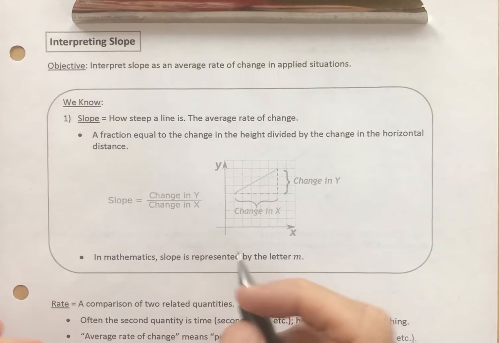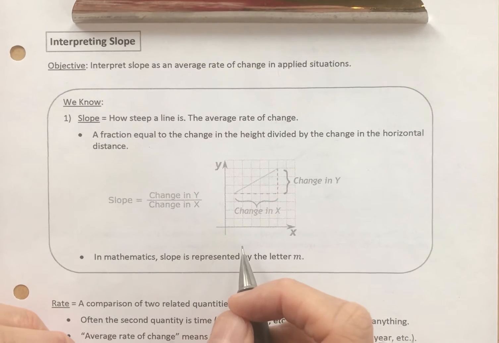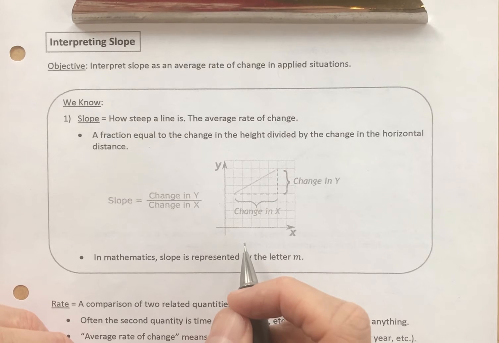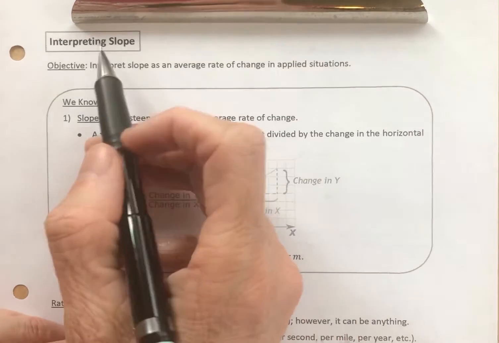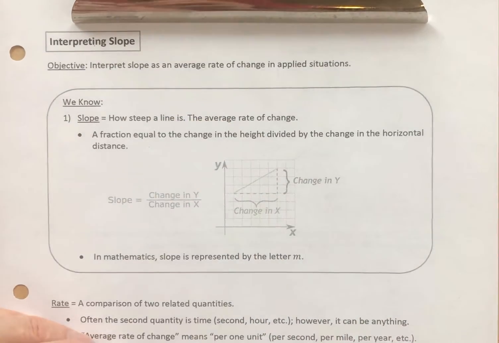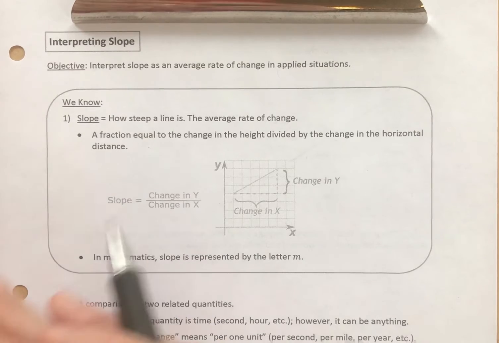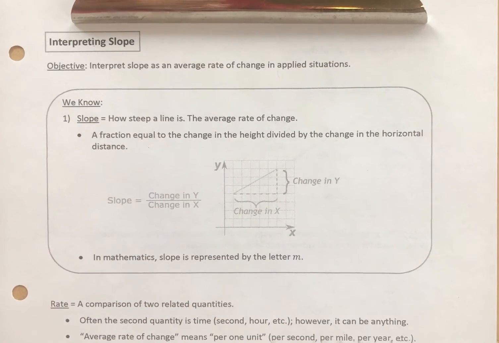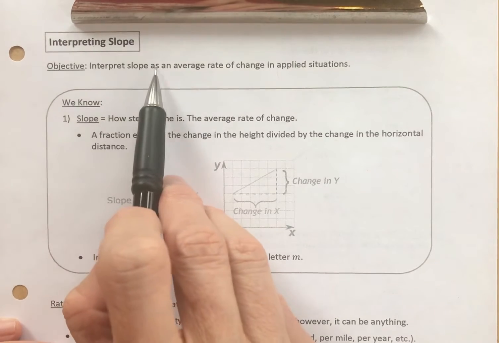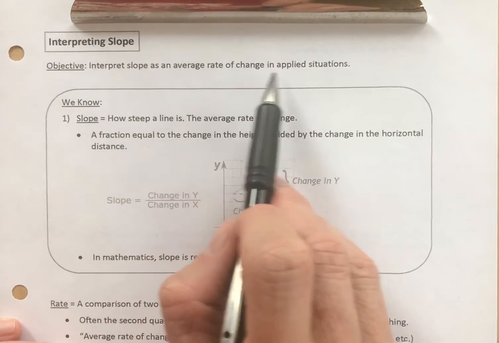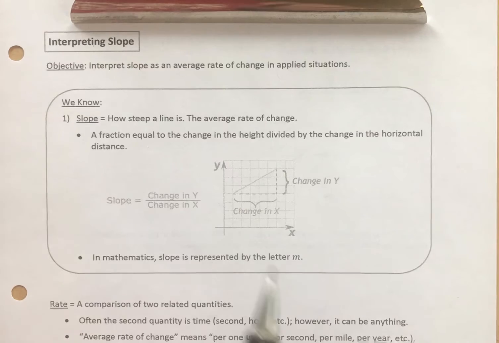So we've had a couple of videos on lines, slope, and the slope-intercept form of a line. In this video, we're going to get into more real-life applications, and we're going to talk about interpreting slope. What does it mean in a real-life graph when we have actual data, a line that goes through them, and those numbers have meaning? Okay, so our objective: interpret slope as an average rate of change in applied situations.